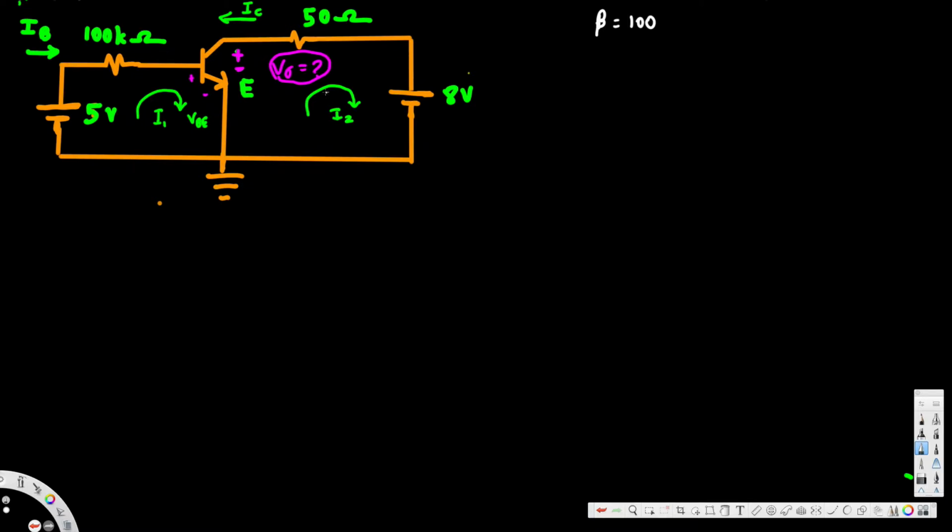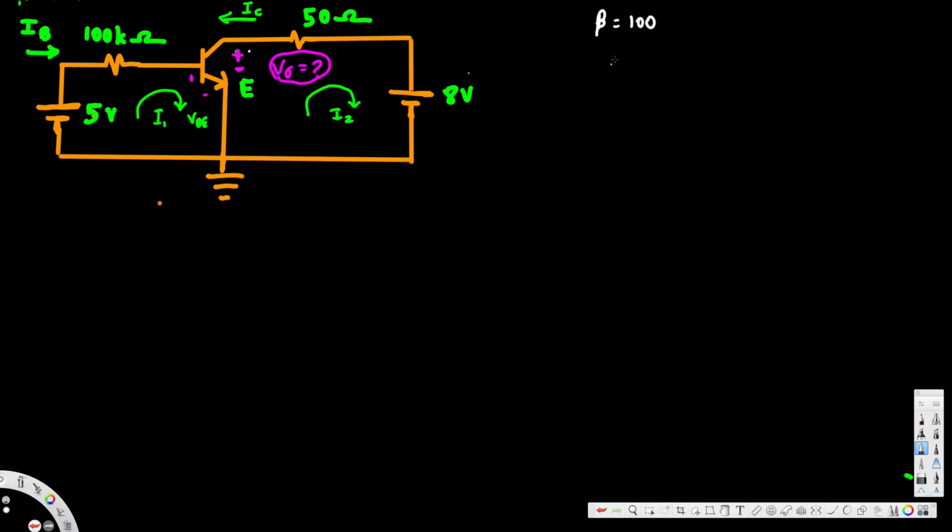In this video we are going to see how to find out this V sigma voltage. V sigma is the voltage between the collector and the emitter. To find it, first we are going to find the IC current, because we are going to apply KVL in both loops. In that way we can find all the unknown variables and solve for V sigma.